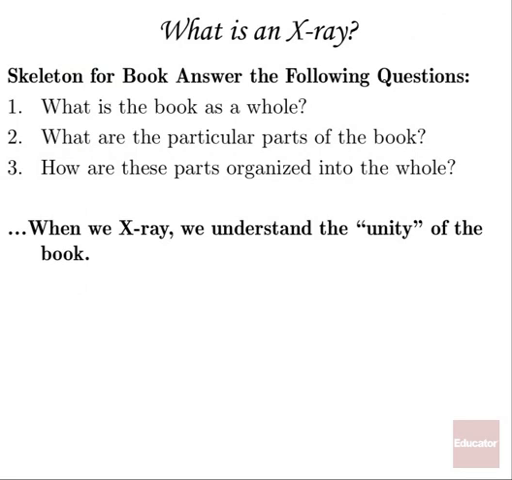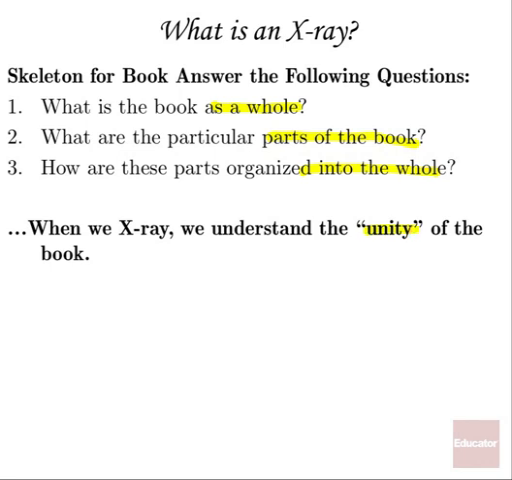So, when we're looking at the skeleton of a book, we have to answer a couple questions first. First off, we need to know what is the book about as a whole. And then we have to understand what are the particular parts of a book. And then we have to understand how are these parts organized into the whole. When we do that X-ray, we understand the unity of the book.